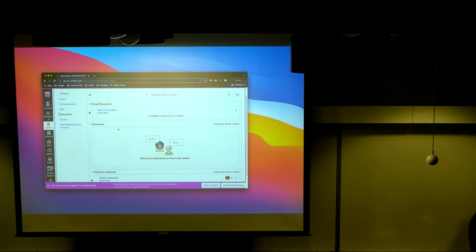All right? So now we know where to find everything on Canvas, right? Any questions on this? Okay, so a couple other things.